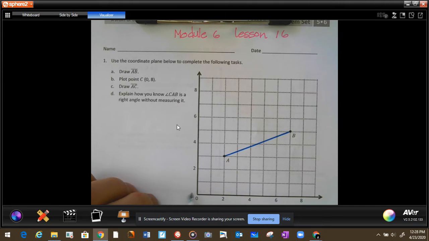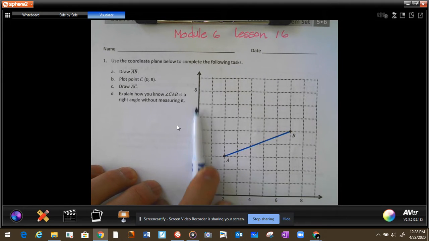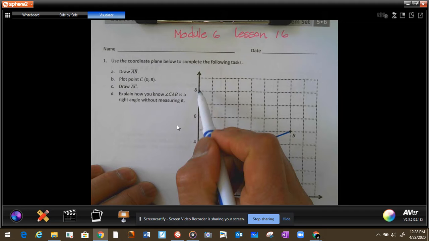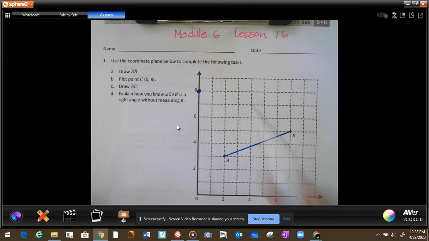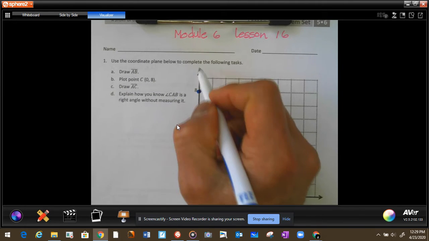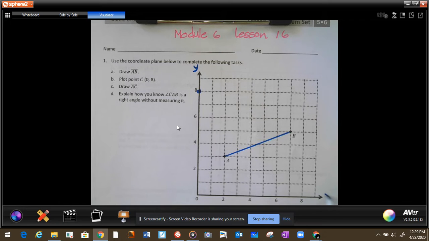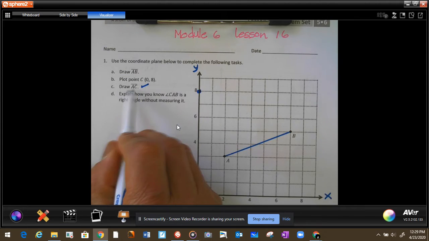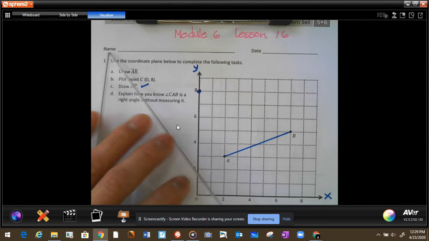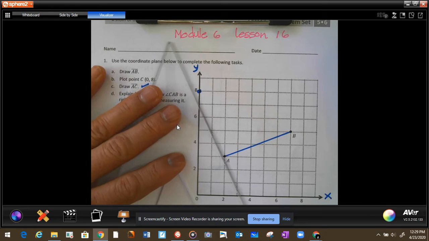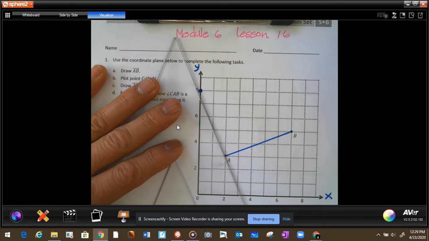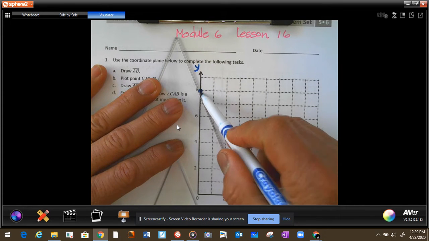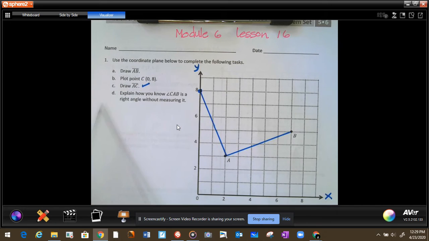So for (0, 8), x is 0, and y is 8. So it's going to be right on the y-axis. And remember to label the axis. I keep forgetting that. That's y, and this is the x-axis. So the next step says draw AC. So I'm going to draw a segment from A to C. And guess what? You know that, right? This is a perpendicular line.